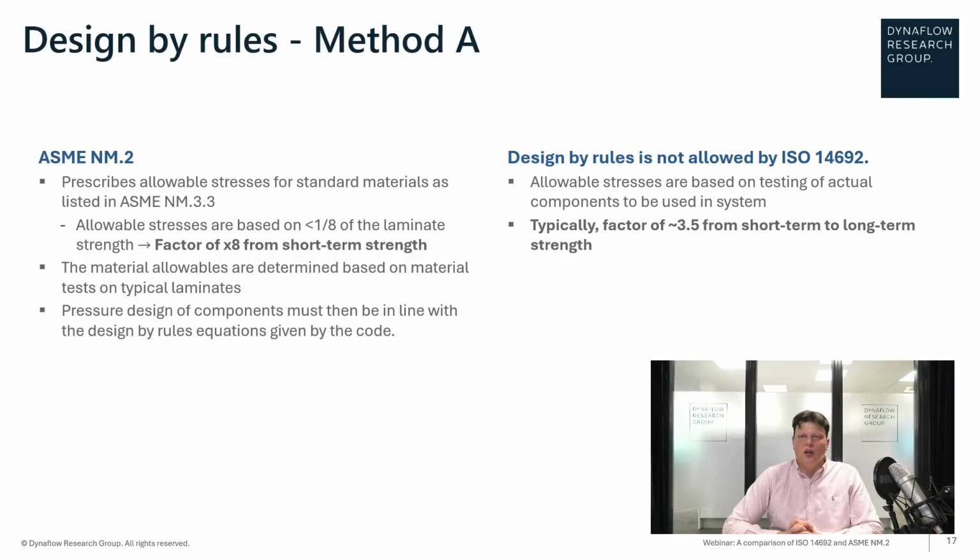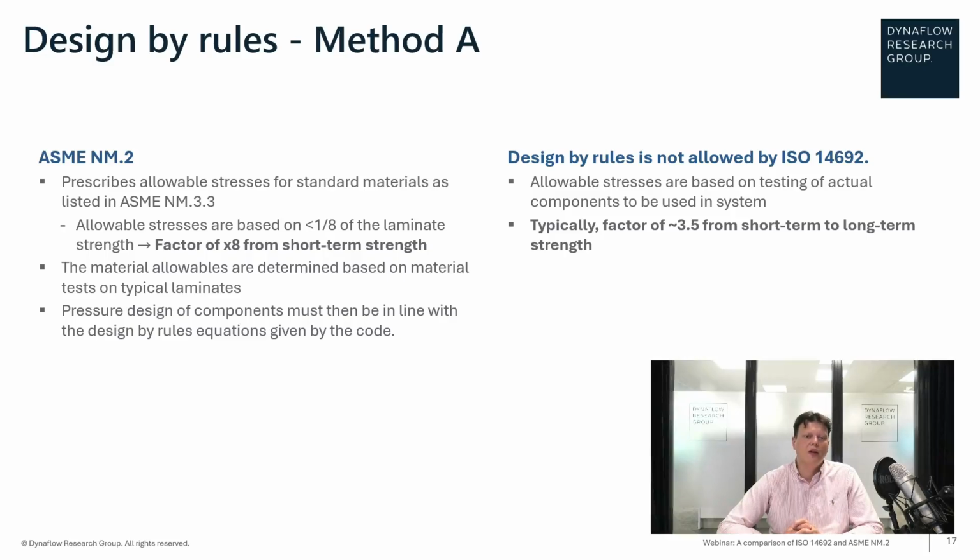So the design by rules method A is one in which the ASME NM.2 prescribes allowable stresses for standard materials as listed in ASME NM.3.3. And these stresses are based on 1/8 of the laminate strength, so the short-term strength. And the pressure design of these components, when you design using these allowable stresses, must then use the design by rules equations. So there are equations for sizing a straight pipe, which is straightforward, or elbow, or T based on the allowable stresses in each direction.